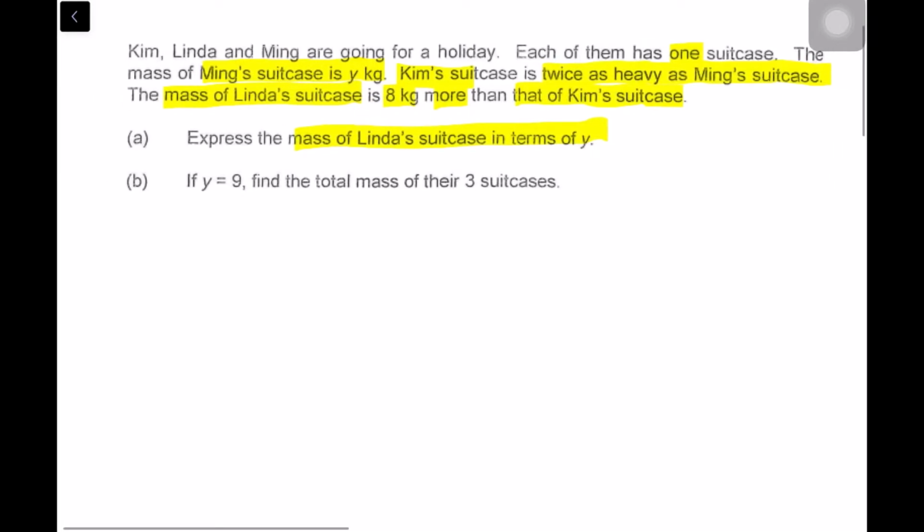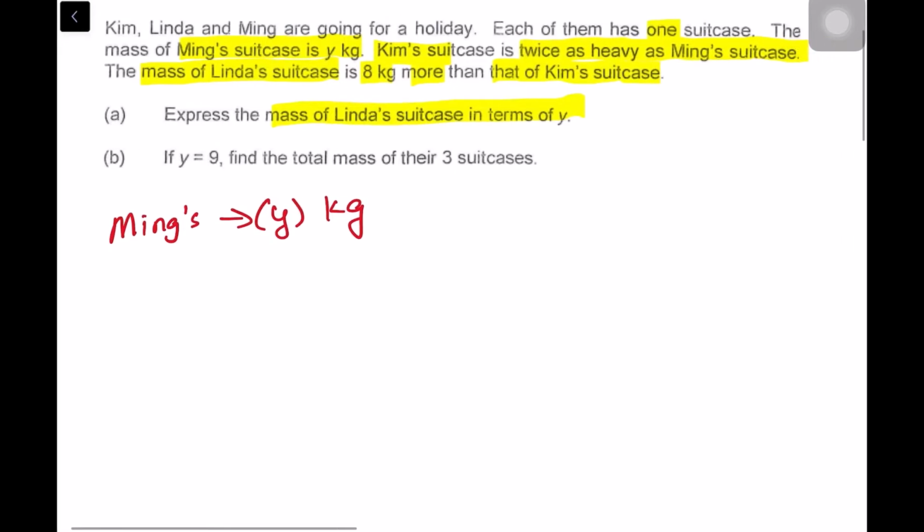This is pretty simple. We know that Ming's suitcase weighs y kilograms. These brackets are not necessary, but I'm just putting them for simplicity so that you can understand. And then Kim's suitcase is twice as heavy as Ming's suitcase. So if Ming's suitcase is y kilograms, then Kim's suitcase should be 2 times y kilograms, which gives us 2y kilograms.